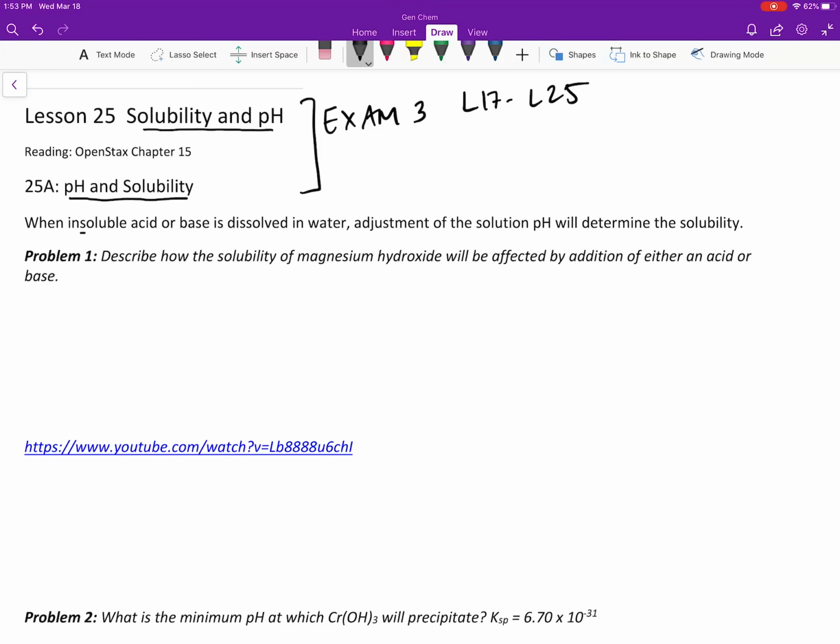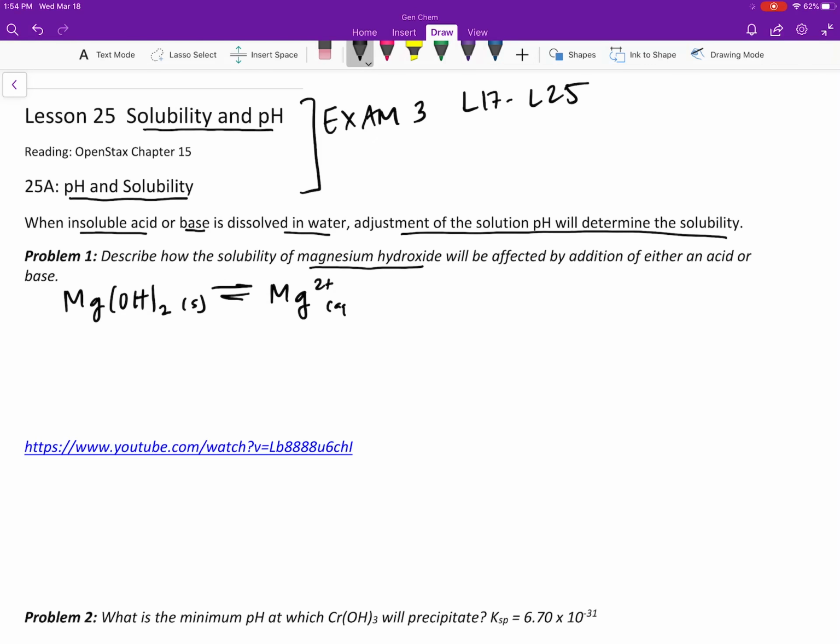When an insoluble acid or base is dissolved in water, the adjustment of the solution's pH will determine the solubility. For example, if I take something like magnesium hydroxide, which is considered an insoluble acid or base, it's going to dissociate to some degree into magnesium 2 plus and hydroxide. So how would pH affect the solubility?